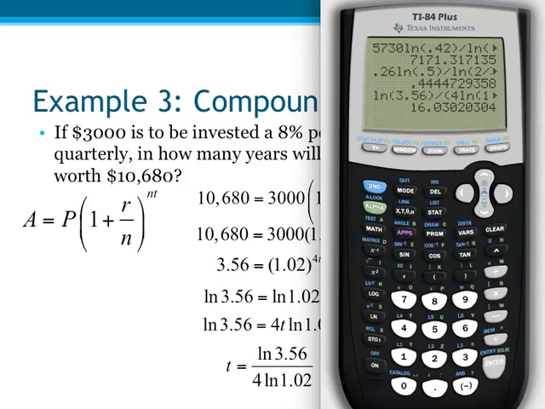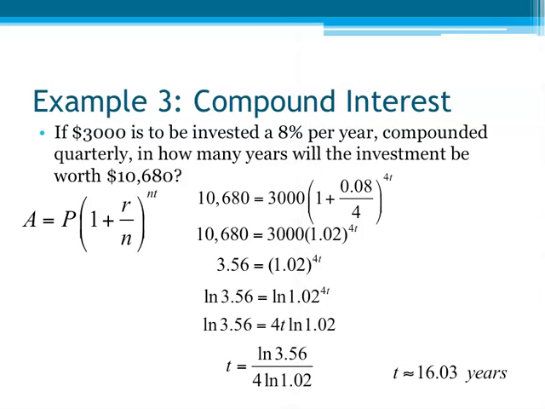So we get that our answer is about 16.03. So it's going to take about 16 years for the investment to be worth $10,680. Okay, let's take a look at the last problem.